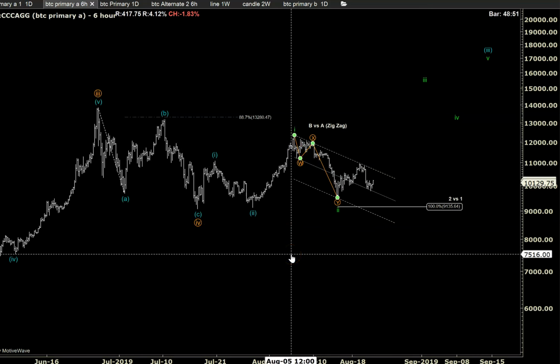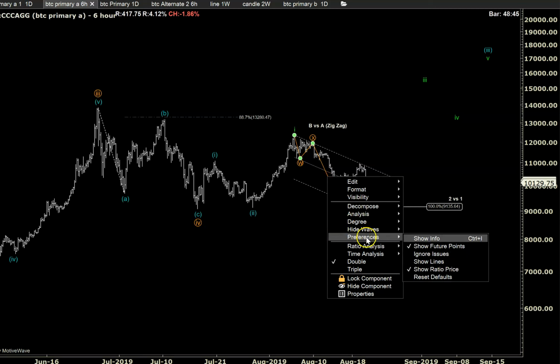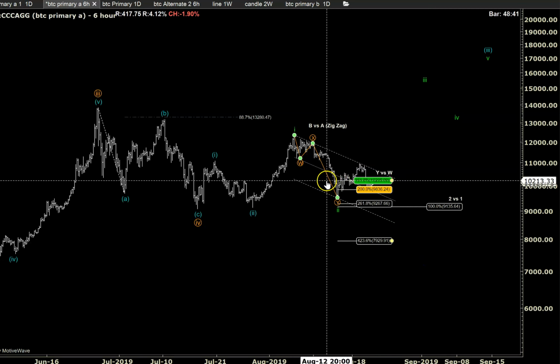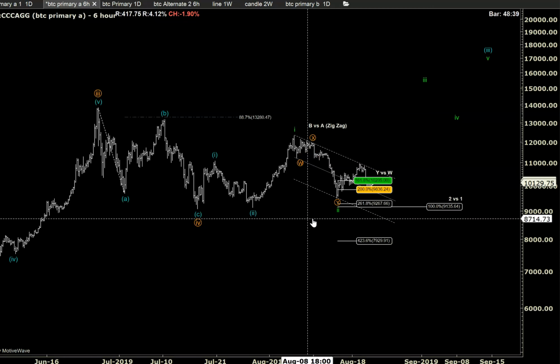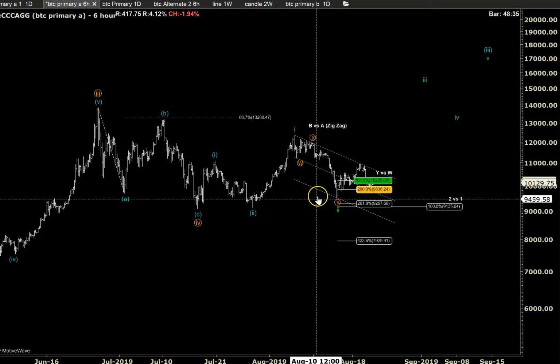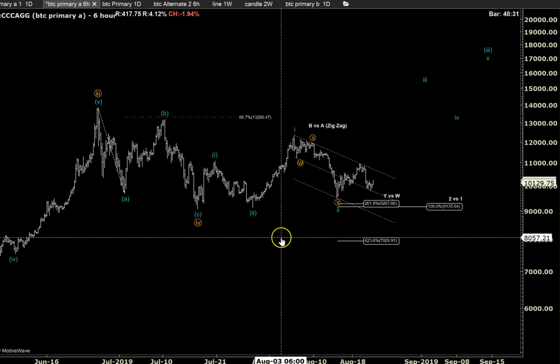Usually you're not supposed to pass the 161.8 relationship between W and Y. I don't even know what this is here, but let me just check. So we passed it at about 10,200. So we've come almost to 261.8. But I'm not going to dismiss it, because it's not illegal.